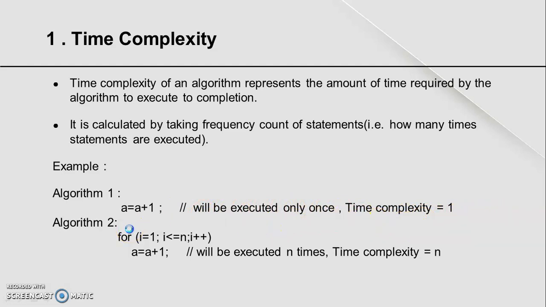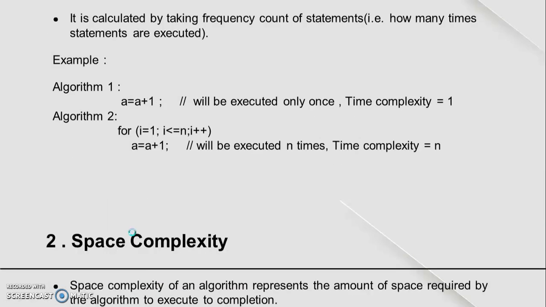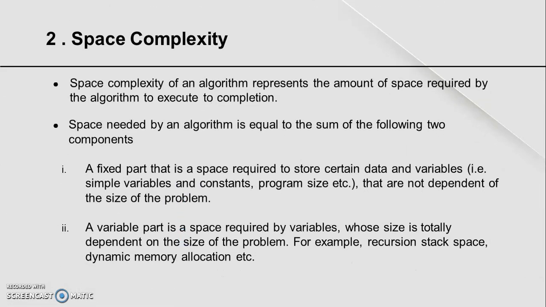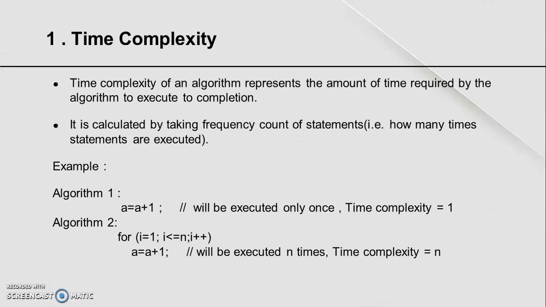Similarly, if we have algorithm 2, over here I have a for loop: for I equal to 1, I less than or equal to n, I plus plus. Means my loop is starting from 1 and then it is going up to n. And we have a statement inside the loop. The statement is A equal to A plus 1. So this statement will be executed n times. So time complexity is n. So this is how we calculate time complexity.